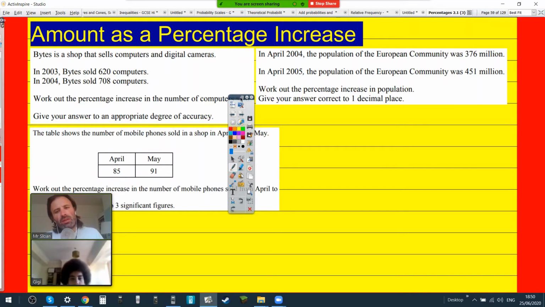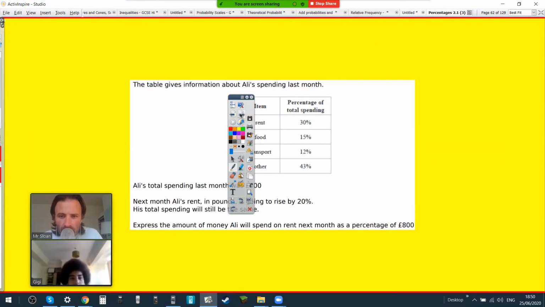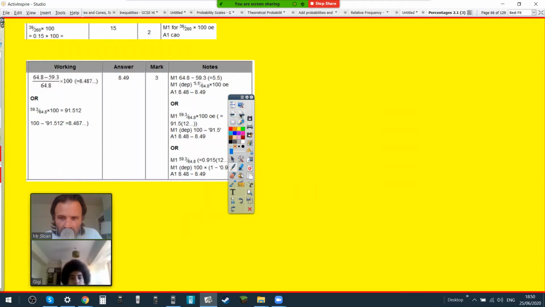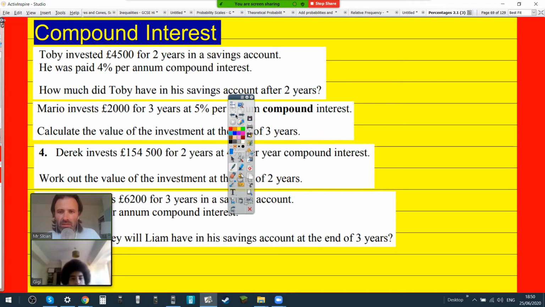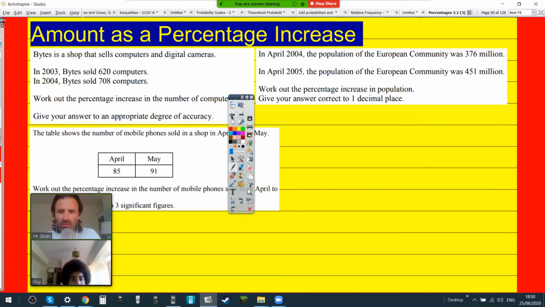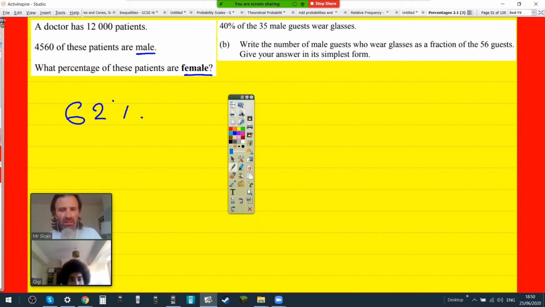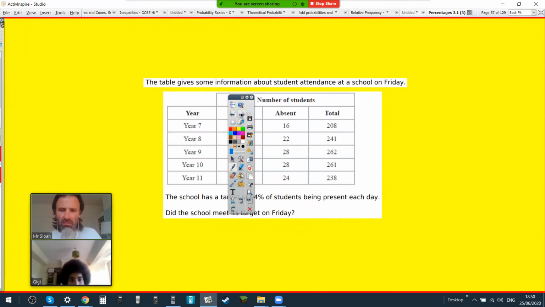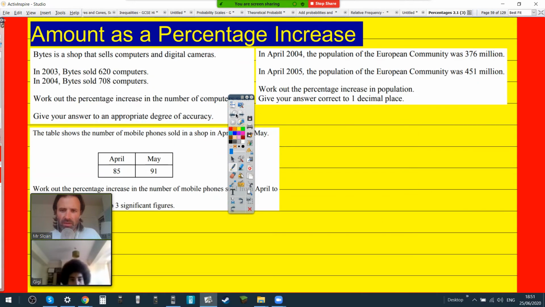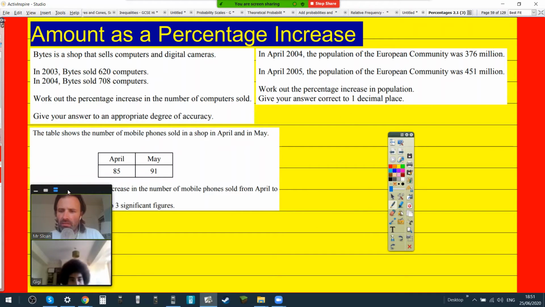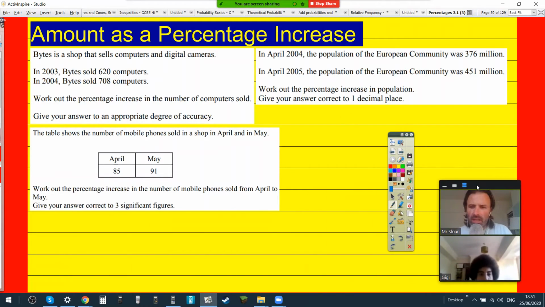Amount as an increase. Let me just see something. Amount as a decrease. There's so much I'd like to do. See, percentages is like it's a huge thing, you know. So much for it. Let's just give it a go. This one on the left.